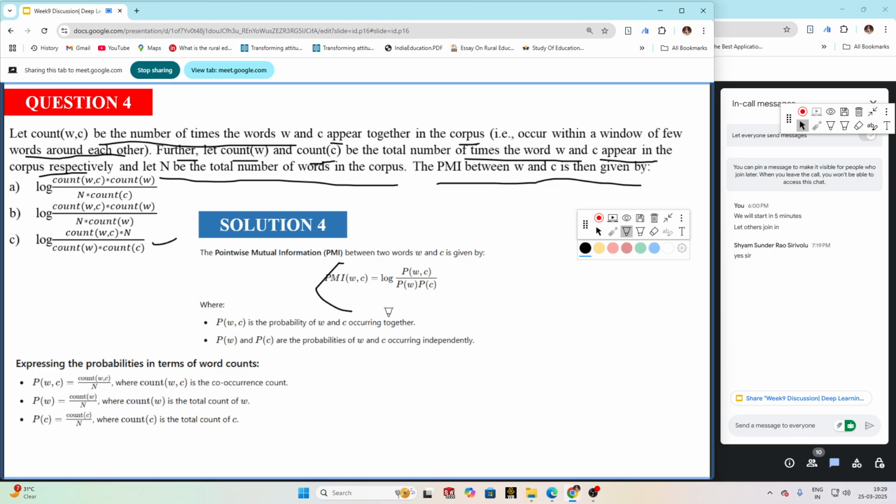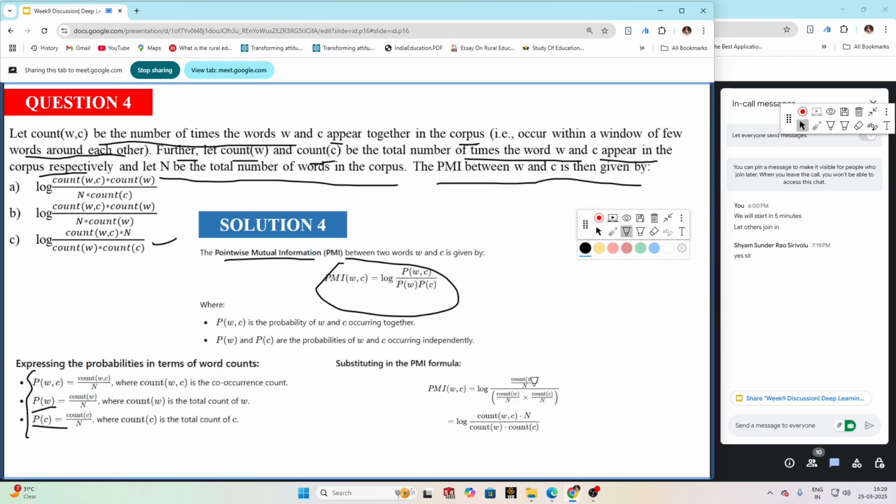So how can you find this? This is actually the formula of PMI, pointwise mutual information. The formula of PMI is log of P(W,C) divided by P(W) into P(C). How can you find P(W,C)? The probability of W comma C is the count of WC divided by the total number of words, that is count of WC by n. How can you find the probability of W? Count of W divided by n. And the probability of C? Count of C divided by n. You put all three equations in this, and you will get your answer.